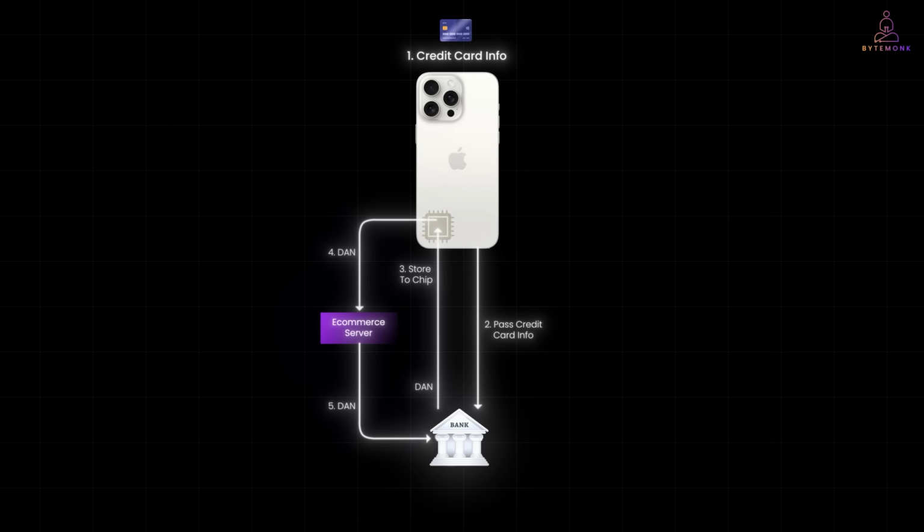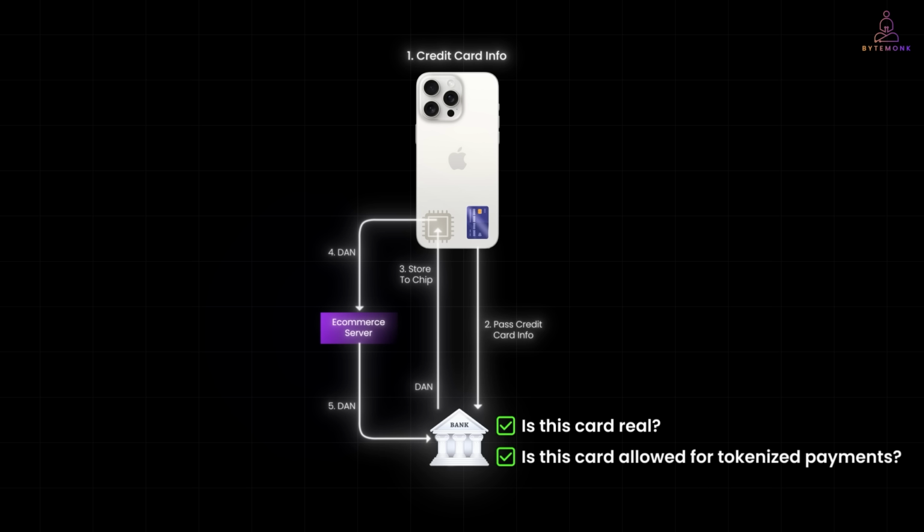In the Apple Pay model, when you first add your card for the very first time, during setup, not during payment, Apple must authenticate the card directly with the issuing bank or the card network like Visa or MasterCard, because Apple follows a model called on-device tokenization. At that time, your real card number is encrypted and sent. So the bank checks, is this card real? Is this card allowed for tokenized payments?